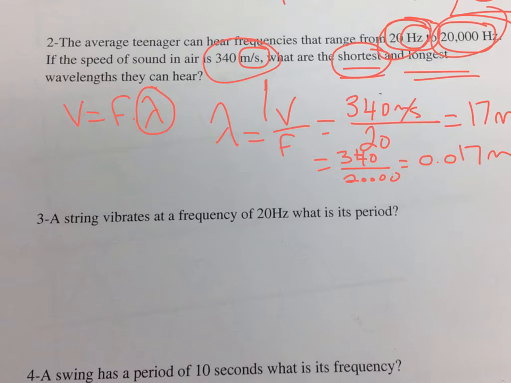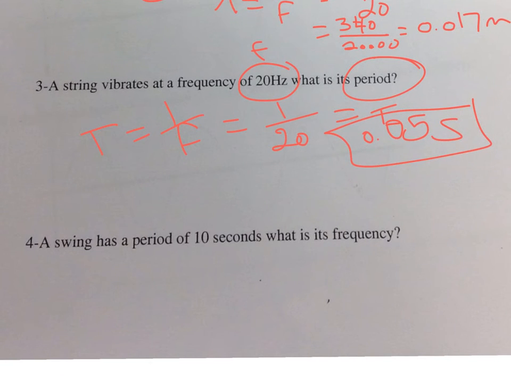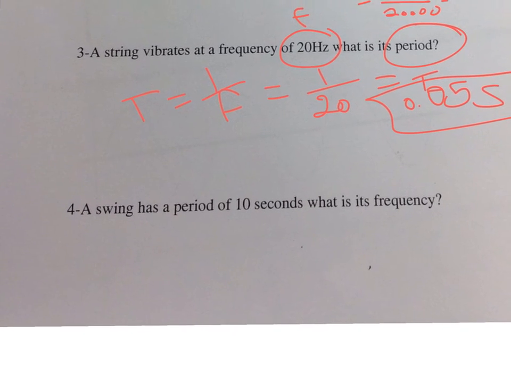1 over 20 equals. Awesome. So 20 hertz is my frequency. I need the period, which is T. So T is equal to 1 over f, which is equal to 1 over 20, which is equal to 0.05. What is the unit? Seconds. Period is in seconds. It's a time. And then the last one, this one nobody had, but it gives you an opportunity to practice a little bit more.